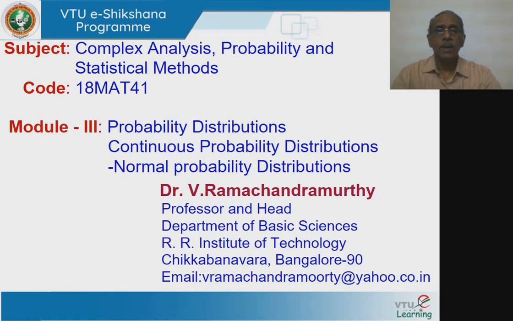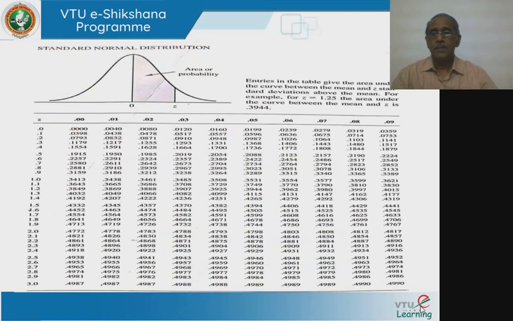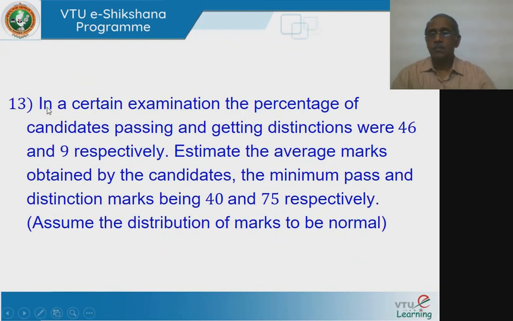In continuation to my last class, in this class also, I will be considering some problems on applications of normal probability distributions. So let me consider the problem. In a certain examination, the percentage of candidates passing and getting distinctions were 46 and 9 respectively. Estimate the average marks obtained by the candidates. The minimum pass and distinction marks being 40 and 75 respectively. Assume the distribution of marks to be normal.